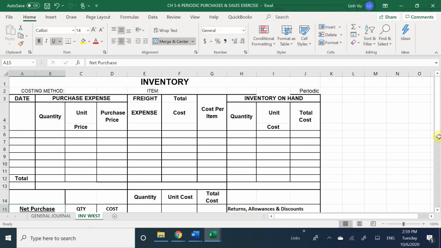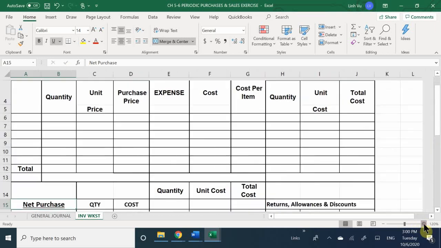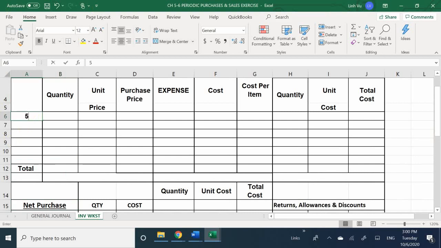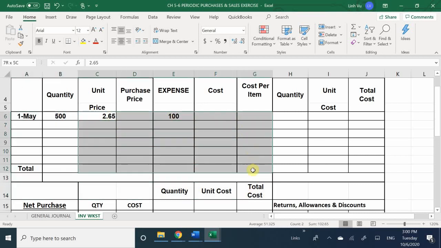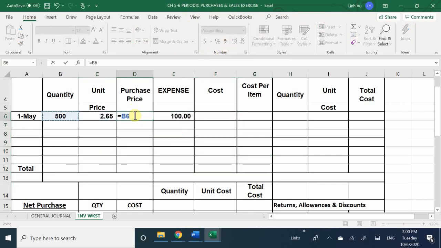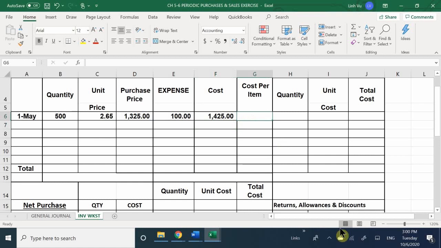So now let's go ahead and fill in our inventory worksheet here. On 5/1, we purchased 500 mugs at $2.65 each with a $100 freight charge. So that makes the purchase price $1,325. And with the freight, the total is $1,425. And the cost per item is $2.85.